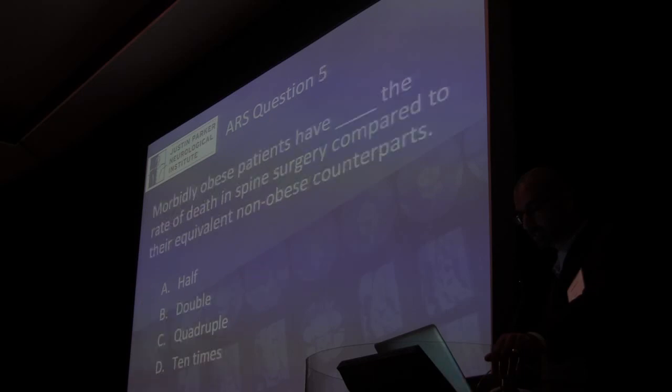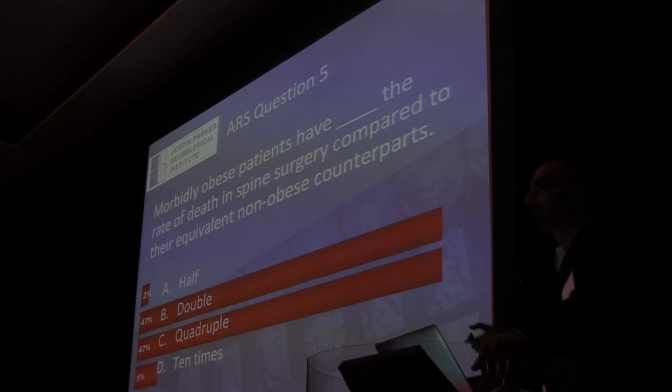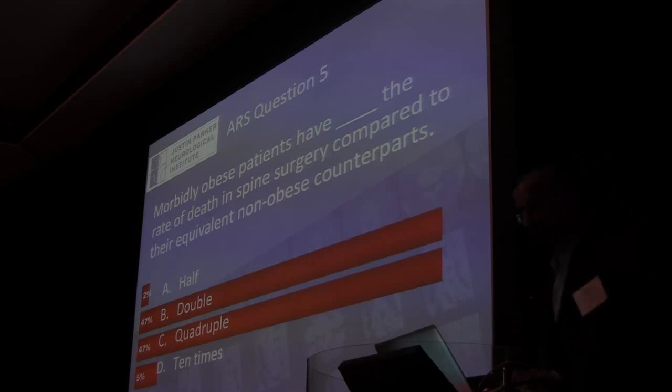And this is the last question. Morbidly obese patients have what rate of death in spine surgery compared to their equivalent non-obese patients? Half, double, quadruple, or 10 times the rate? Yeah, it's actually, so we're talking about death though, not morbidities. So we're talking mortality. So the morbidity rate's twice, but the mortality rate's almost 4 times. So close. But good job. Any questions? Thank you for keeping me on stage.